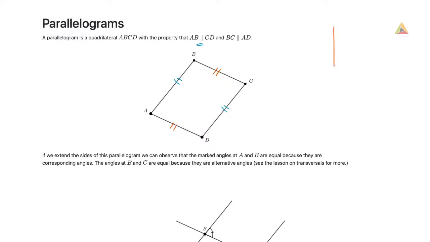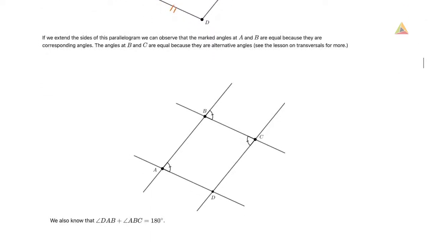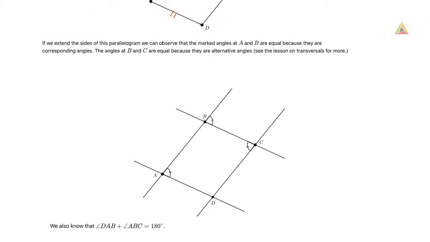We know parallel lines are lines that are never going to meet, so they continue on. If we extend the sides of this parallelogram, we can observe that the marked angles A and B are equal because they are corresponding angles. You can see here the angle A and the angle B are corresponding angles, so they're equal. Another thing: the angles at B and C are also equal because they are alternate angles. There's a lesson on transversals on that. So this angle C is also equal to the angle B, because they are alternate angles.